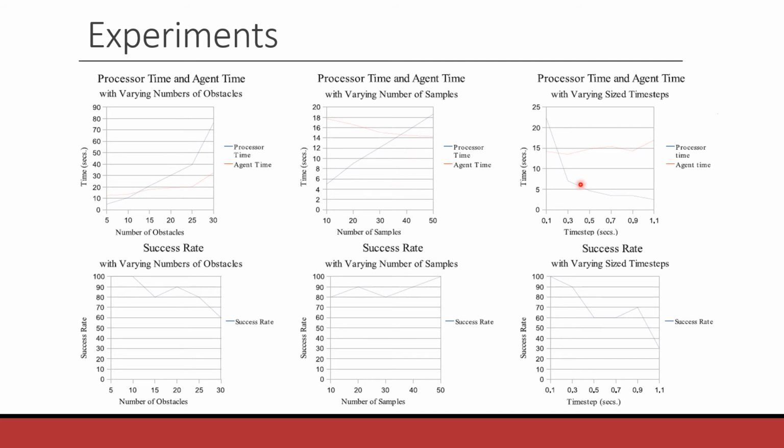And if we vary the time step length, the time between which new samples are taken and a control is selected, the top graph shows that between 0.1 and 0.3 seconds, real-time processing becomes possible. And also we can observe the success rate for each. As we increase the number of obstacles, the success rate decreases. Increasing the number of samples initially decreases it, and then the success rate improves. It's a similar case for varied time steps: the graph shows that on increasing the time steps, we decrease the success rate.